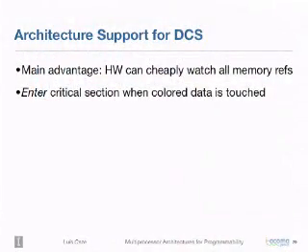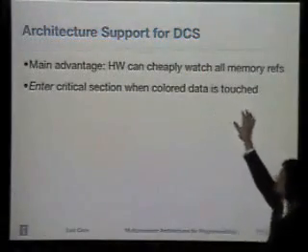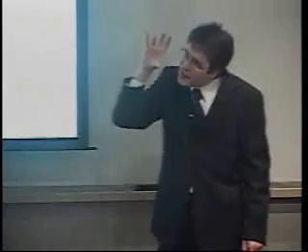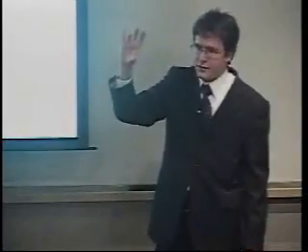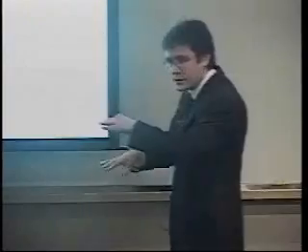So now we need two mechanisms: a mechanism to enter a critical section and a mechanism to exit a critical section. The way we enter a critical section is that when colored data is first touched, the hardware traps to software and the software automatically starts the critical section. So the hardware actually just provides the hooks. It doesn't enforce the critical section itself directly. It just traps to software and the software does whatever needs to be done to enforce that. That means you could use either locks or transactions as a synchronization substrate.